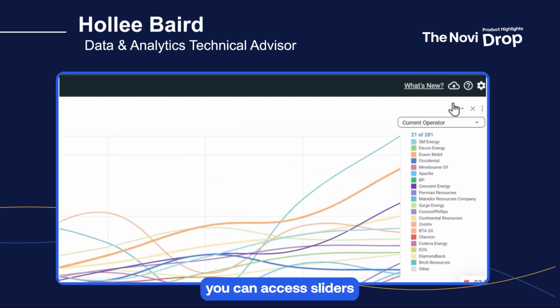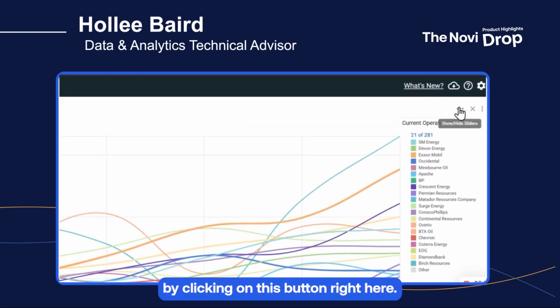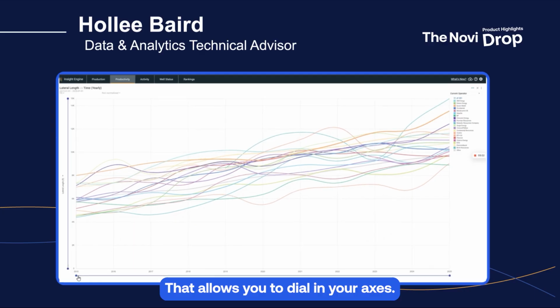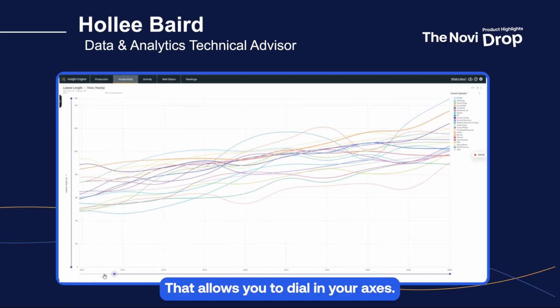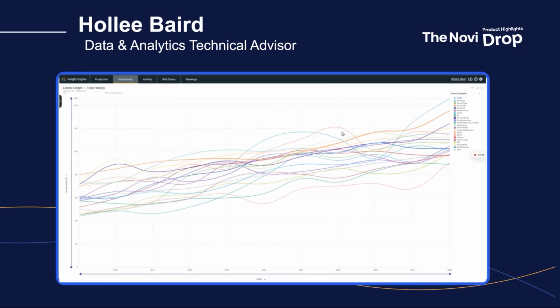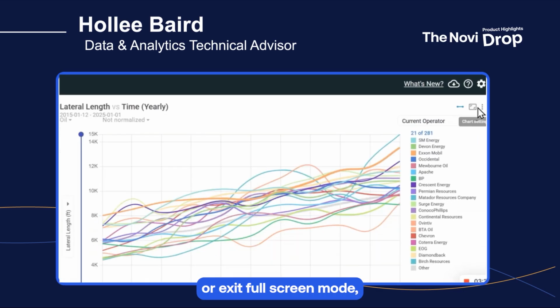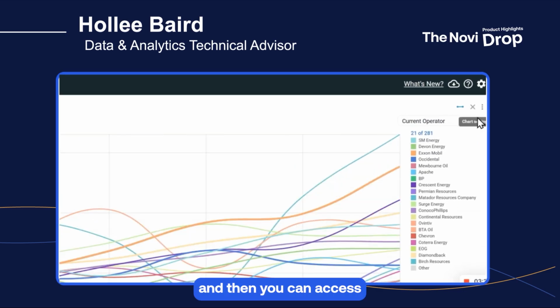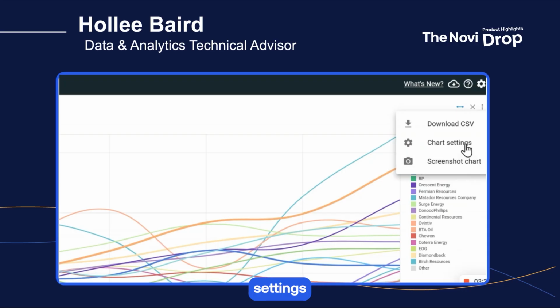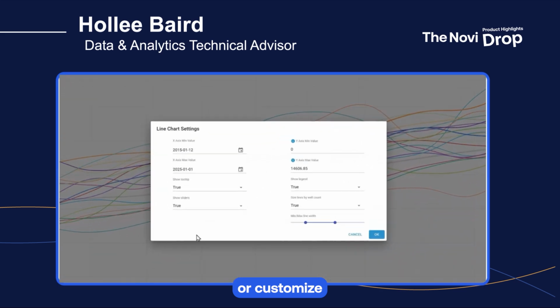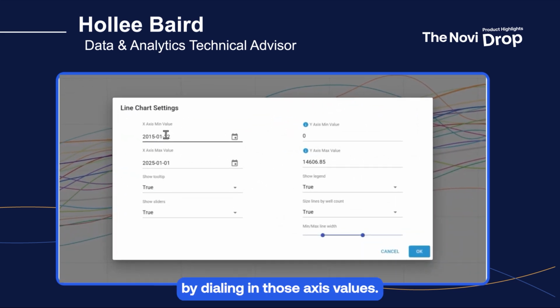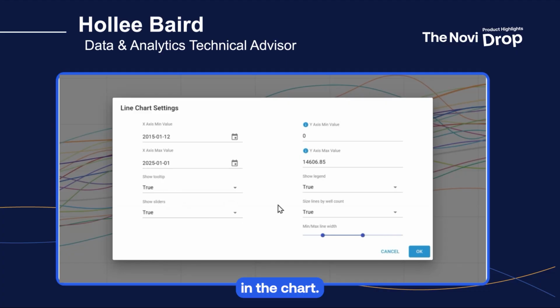In the top right, you can access sliders by clicking on this button right here that allows you to dial in your axes. You can enter full screen mode like I showed you, or exit full screen mode. And then you can access your chart settings to either download a CSV of the data contained within this chart, screenshot the chart, or customize your chart settings by dialing in those axis values, turning on and off options in the chart.